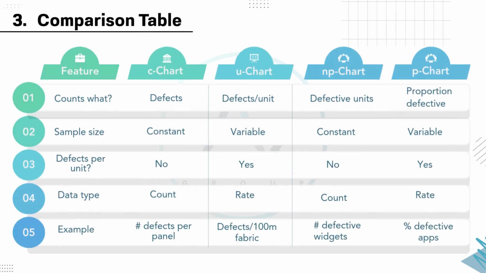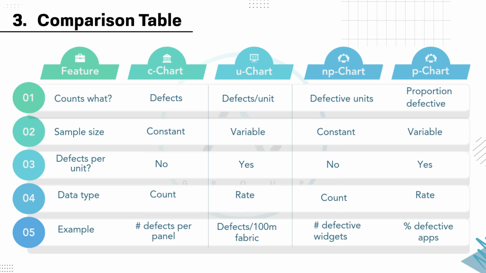This slide gives you a clear side-by-side comparison of the four main discrete control charts, so you can quickly determine which one to use based on your process data. Let's break it down row by row. Row 1. Counts what? C chart counts defects, multiple possible per unit. U chart counts defects per unit. NP chart counts defective units, pass or fail. P chart tracks the proportion defective.